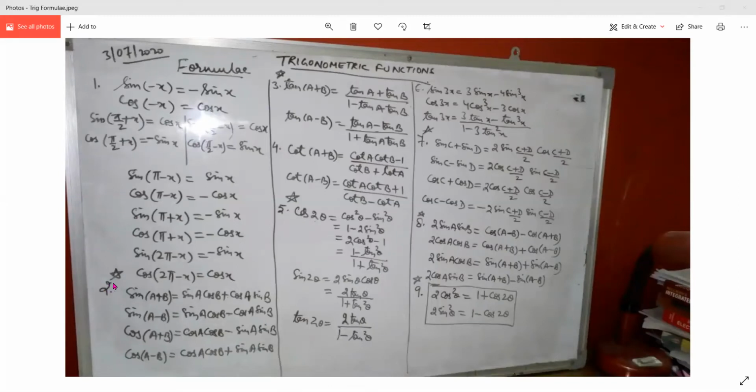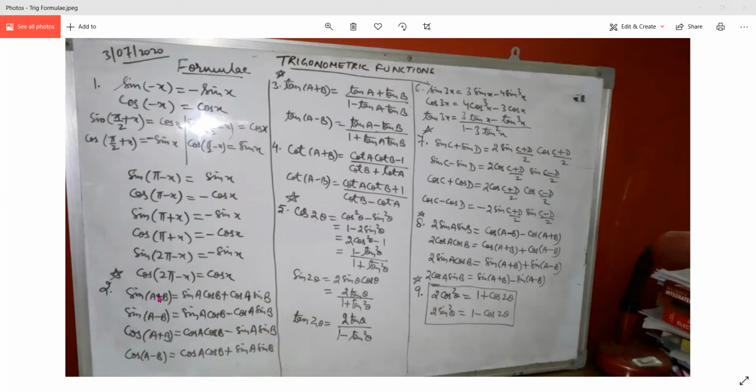I have marked the sign also here. Sin a plus b is sin a cos b plus cos a sin b, sin a minus b is sin a cos b minus cos a sin b. And I told you that whenever sine is here, both the terms sin cos and cos sin are there. Whenever cos is there, then two coses will be together and two sines will be together.